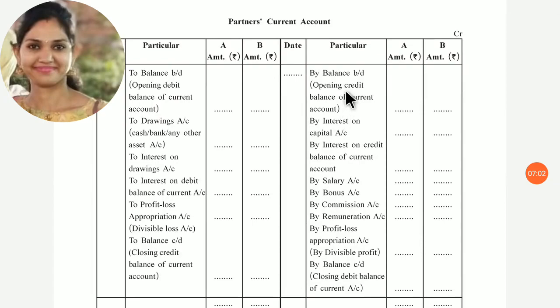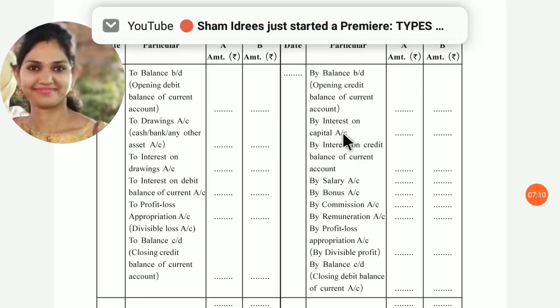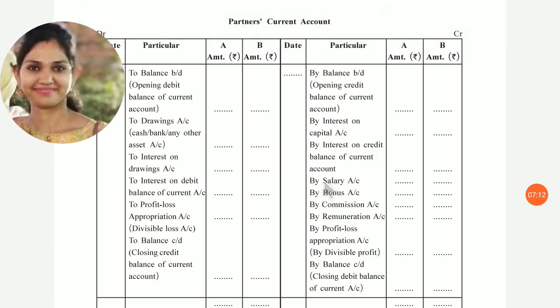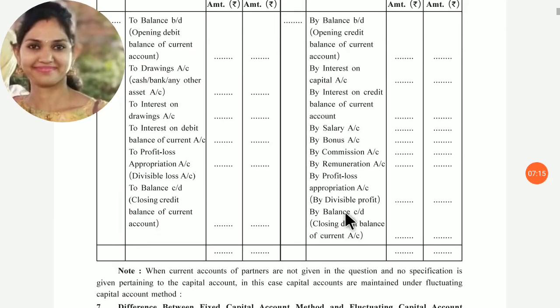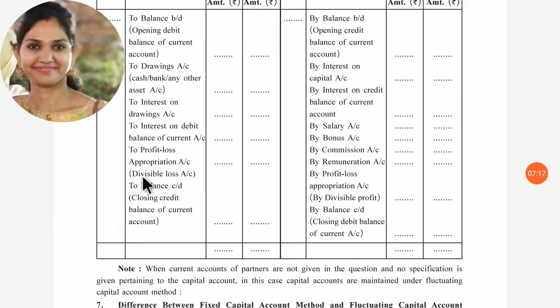Then all the particulars which we write in the partners' capital account, we will show here. It means interest on capital, salary, bonus, commission, remuneration, profit, right? Here on the debit side: drawing, interest on debit balance of current account, P&L appropriation account. Now what is a P&L appropriation account, that I will explain to you later, right?